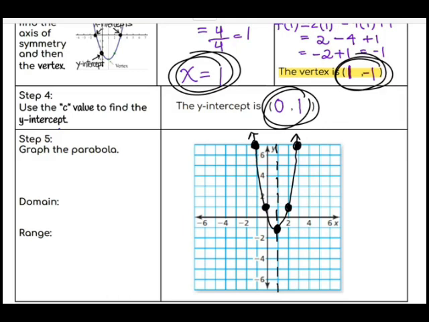Last up, I have domain and range. It's always nice to keep that in our thoughts. My domain for this graph. Remember, domain are your possible x values, and since we have arrows on both sides, we're going to have from -infinity to +infinity. Range are your y values. The lowest y value is your y value of your vertex, which is -1. And we're cruising on up to +infinity.